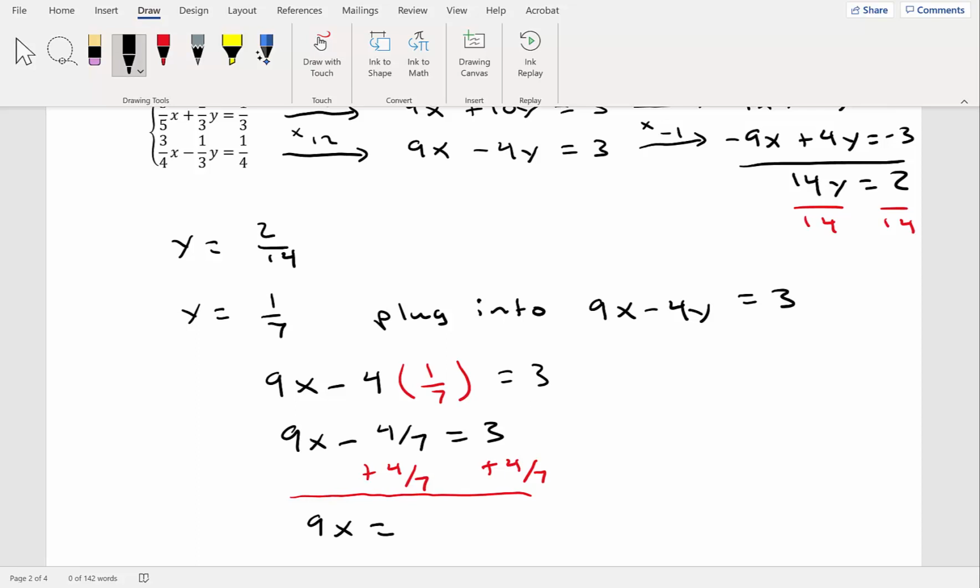Okay, so now the 3 plus 4 over 7, let's work that out over here. So 3 plus 4 over 7. You need an LCD, so this is really like 3 over 1. So we have to multiply top and bottom by 7, so you get 21 over 7 plus 4 over 7, which gives us 25 over 7.